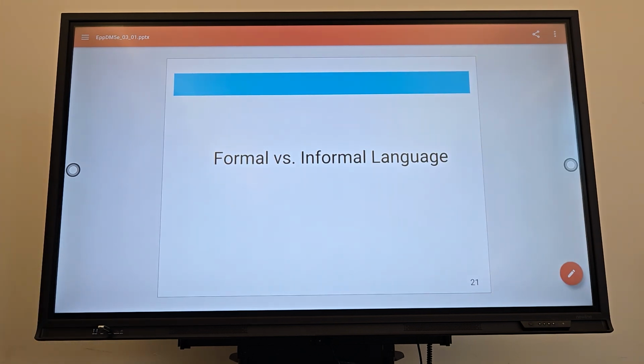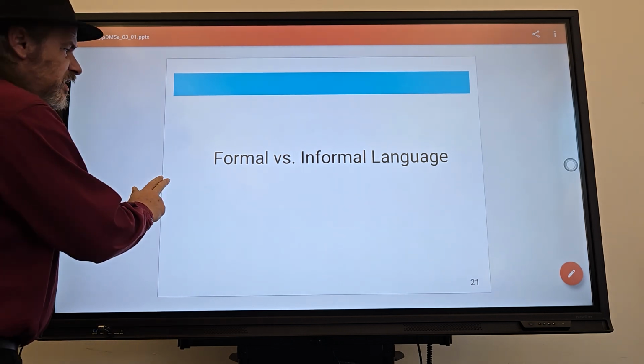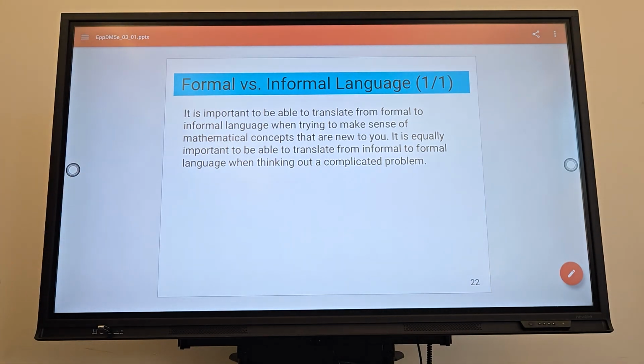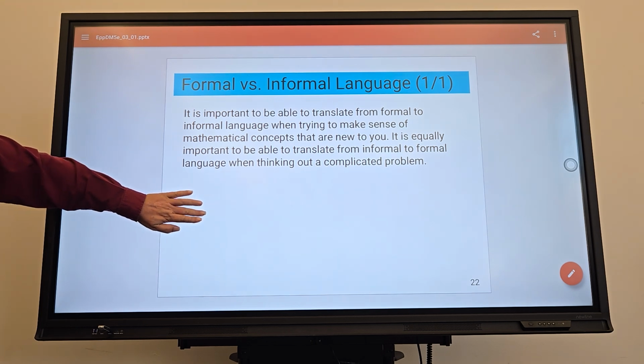Now, we've been going back and forth between formal and informal language a bit so far this semester. It is important to be able to translate between formal and informal language, especially when trying to make sense of mathematical concepts that are new to you. It is equally important to be able to translate from informal to formal language when you're thinking out a complicated problem. So this is a skill that you need to develop.